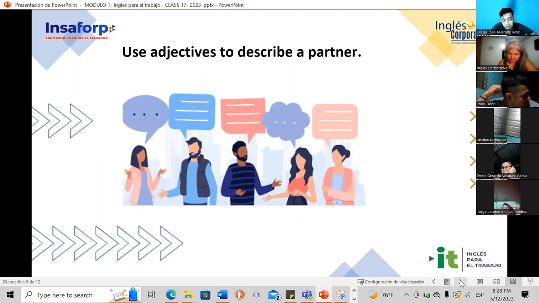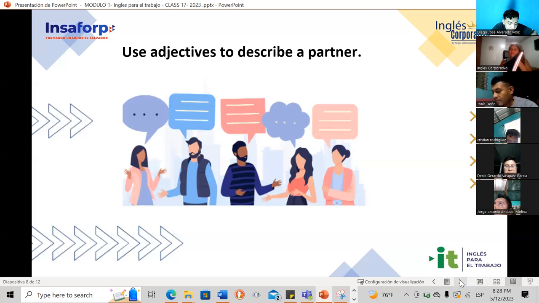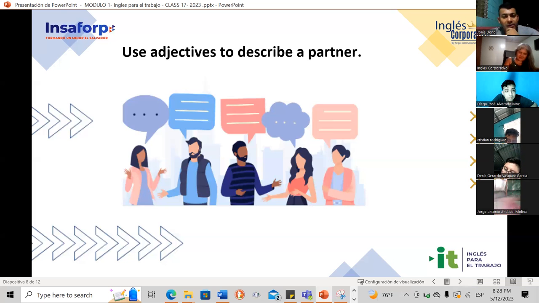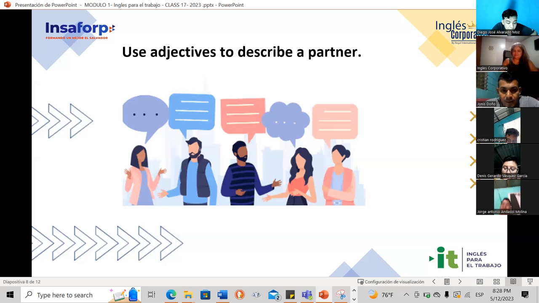Ready? ¿Listos? Ok. Levante su manita, pues. ¿Quién quiere ser primero voluntario? Volunteers. ¿Yonis? Sí. Okay. Go ahead.